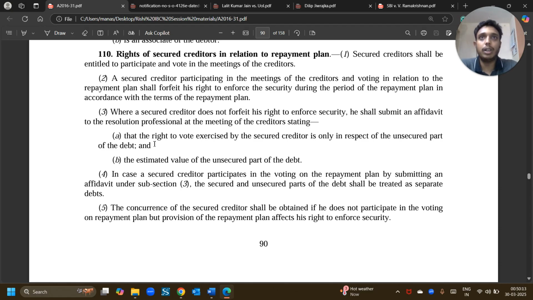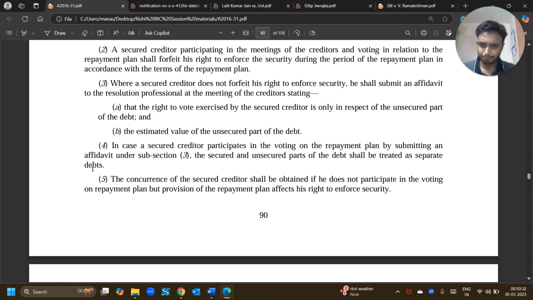So here, somewhat similar to what we have seen previously under 52, the secured creditor is given an option. You either enforce your right or you abstain from voting here. If he sits in the meeting of the creditors and votes, he loses his right to enforce the security through any other applicable law.